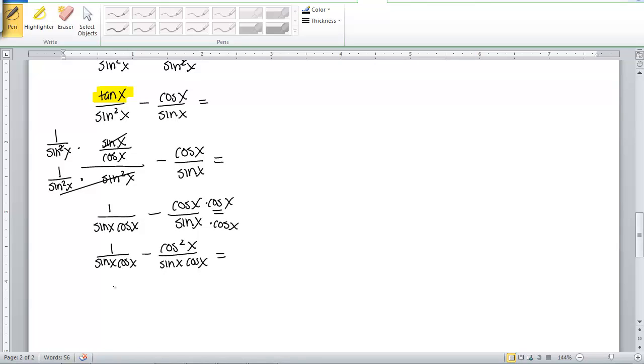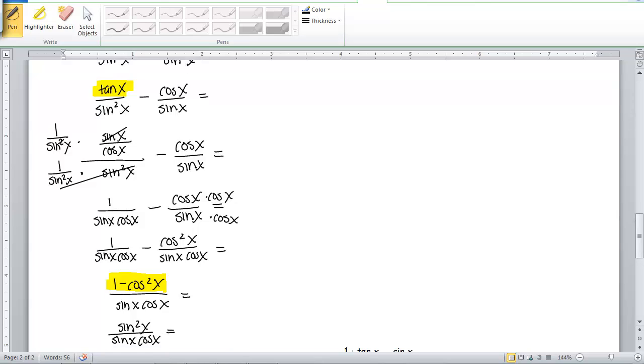When I make one fraction, I notice that my numerator now is one of our Pythagorean identities. 1 minus cosine squared is the same thing as sine squared. And since I have a sine in both the numerator and the denominator, again, I can cancel one sine with one sine. This gives me sine over cosine, which by the quotient identity is the same thing as the tangent we were trying to get.